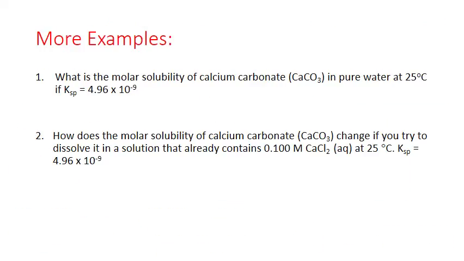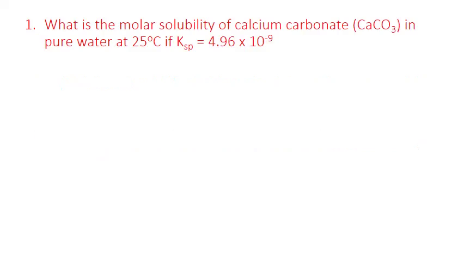Let's look at 2 more examples of this calculation. We'll do another molar solubility in pure water, this time for calcium carbonate, and then we'll calculate the molar solubility of the same substance in a solution that has a common ion. So what is the molar solubility of calcium carbonate in pure water at 25 degrees Celsius if the KSP value is 4.96 times 10 to the negative 9?